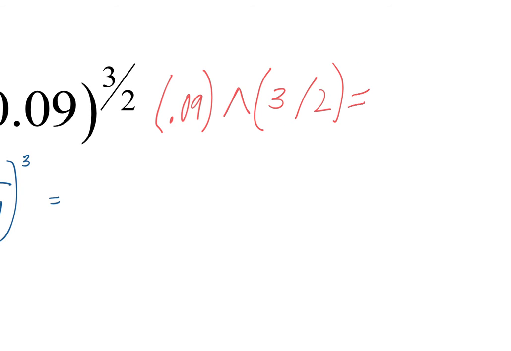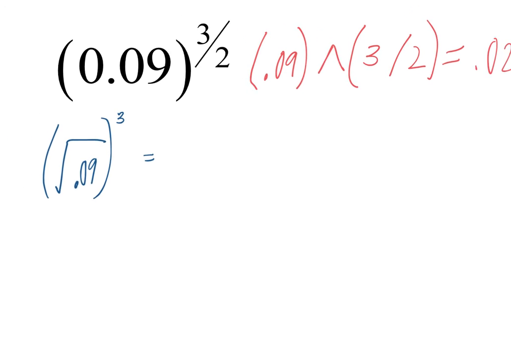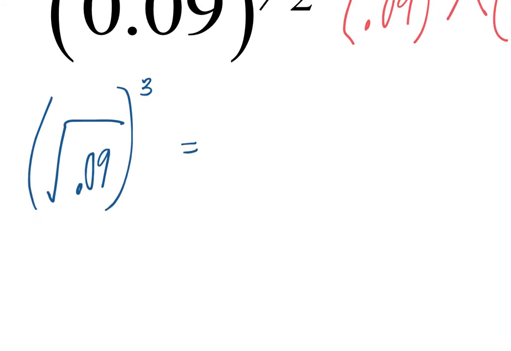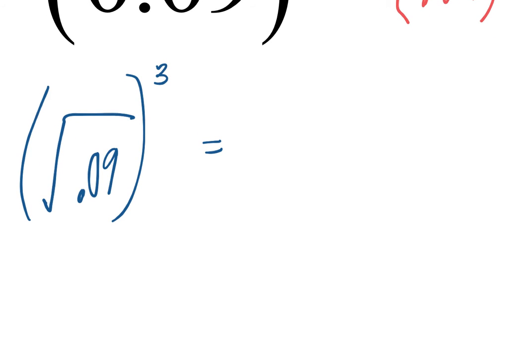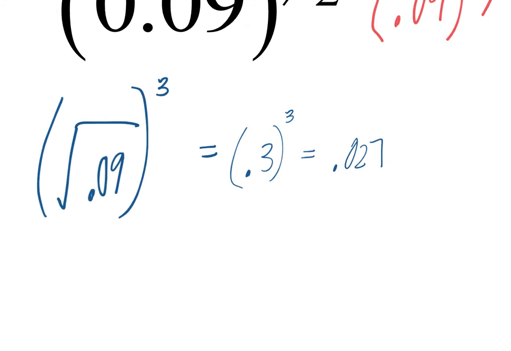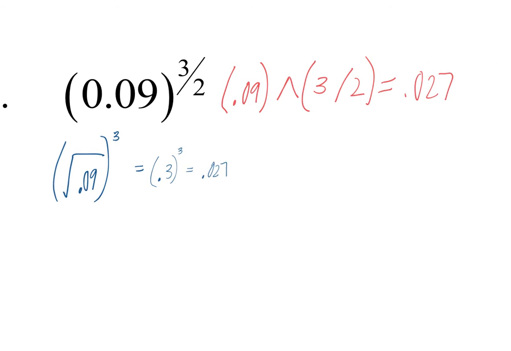And we get 0.027. And again, you can take the square root of 0.09 and do it more by hand, I guess. And the square root of 0.09 is 0.3. And you would have to cube 0.3, and 0.3 cubed is 0.027. So it's the same thing.